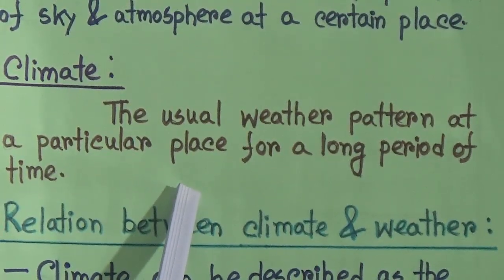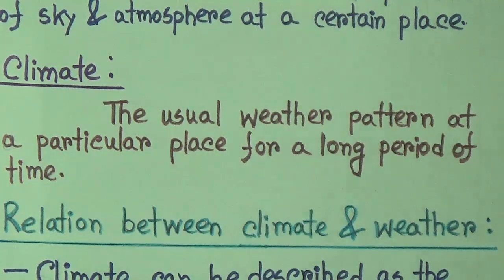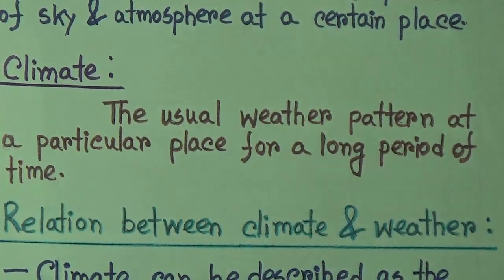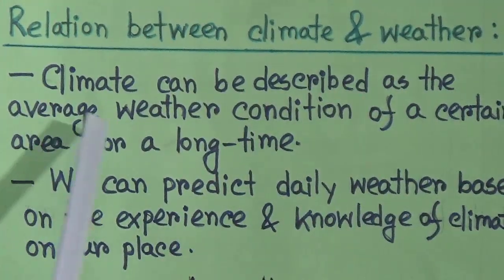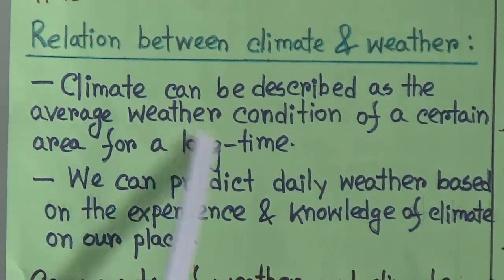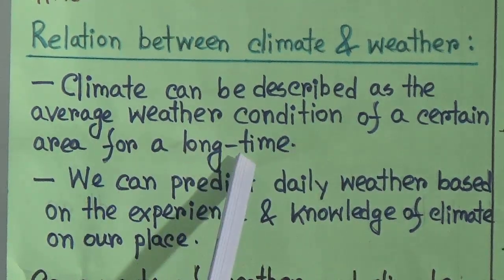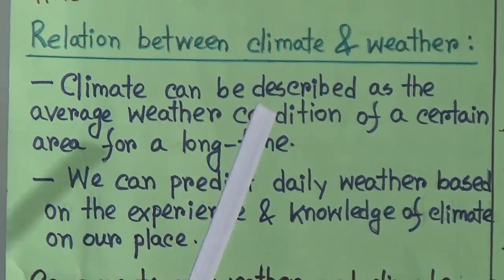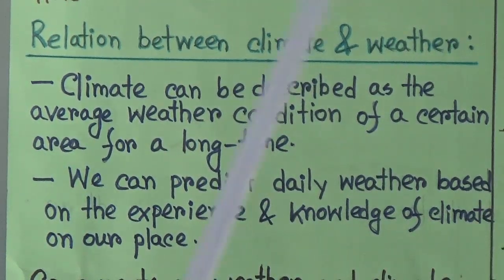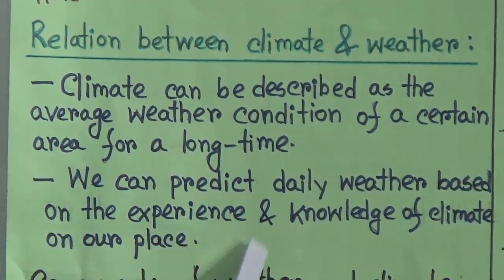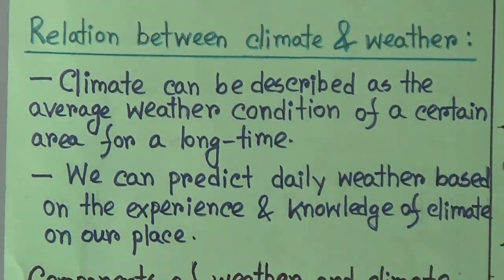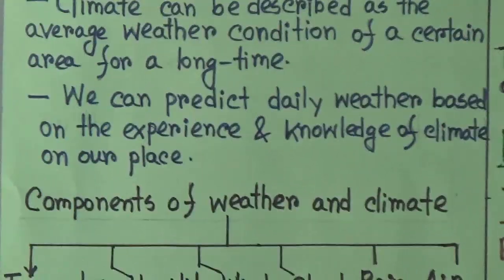That means if I consider the weather of Dhaka city for 7 days, it will be the weather. And if I consider the weather of Dhaka city for 10 to 20 or 30 years average, then it will be the climate. Now the relation between climate and weather: climate can be described as the average weather condition of a certain area for a long time. We can predict daily weather based on the experience and knowledge of climate of our place. From climate we can guess what the weather will be.